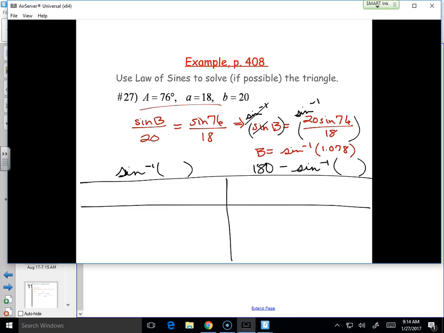How big can sine get? Can it get to be 1.078? No, the biggest it gets to be is 1, or the lowest it gets to be is -1. Remember, its range can't go outside of that. So therefore, should it be an error? Yes. So what do we say? That's not possible. This is a non-possible triangle.